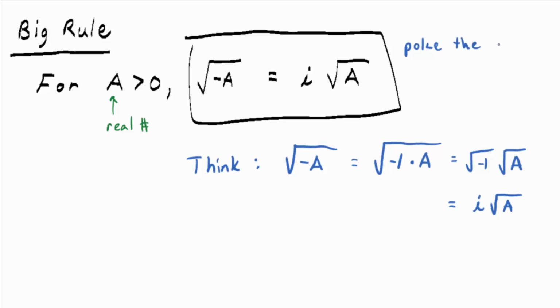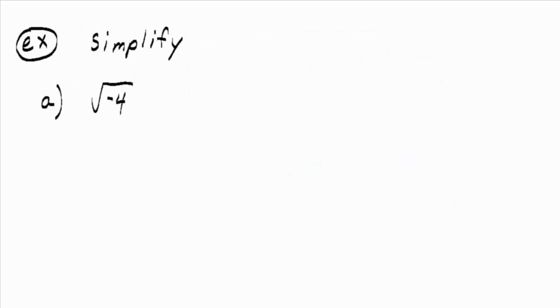Poke the i out. It's all fun and games until someone pokes an eye out. Poke the i out. So the square root of negative 4, you always poke the i out first, you guys. So if you use that property above, how could you rewrite the square root of negative 4? You could rewrite it as i times root 4.